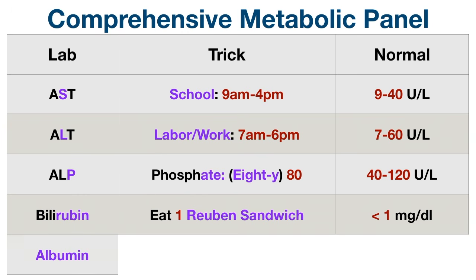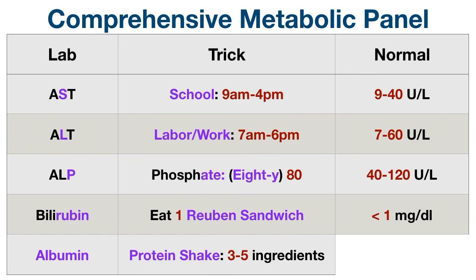Finally, we have albumin, which is a protein produced by the liver. So when you think of albumin, think of protein or a protein shake, which usually includes 3 to 5 ingredients if you're making a homemade one. This will help you remember the normal range is about 3.4 to 5.4.